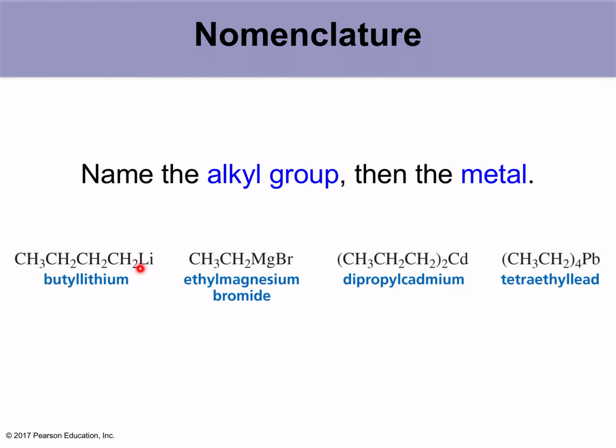Okay. And then this one is ethyl magnesium bromide, an organomagnesium compound. Ethyl is this side chain, ethyl magnesium bromide. And then in this one, there are two propyl groups, so dipropyl cadmium, and there are four ethyl groups, tetraethyl lead. So that's how we normally name organometallic compounds.